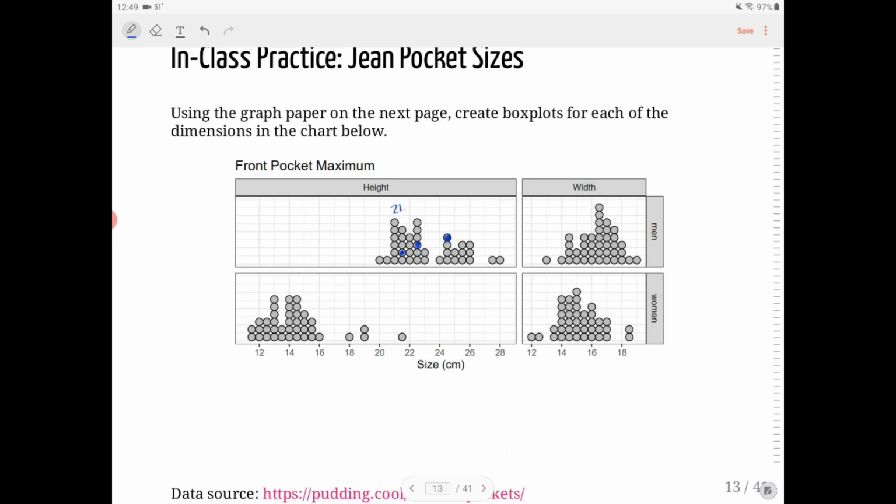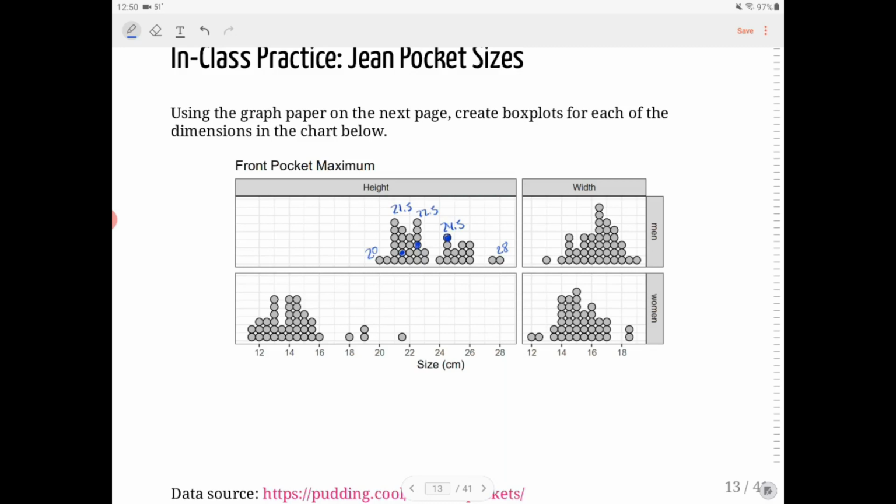So, working that out, we have 21.5, 22.5, and 24.5 for the men's height quartiles. And so we have 20 as the minimum, 28 as the maximum. All right, so we've got all of the 5 numbers that we need for that.